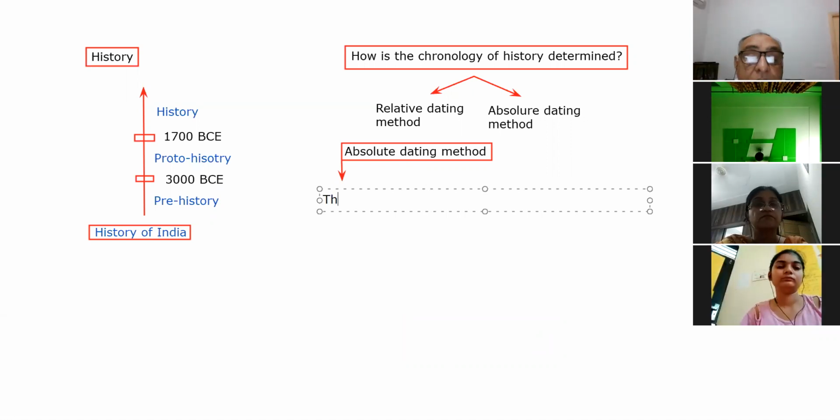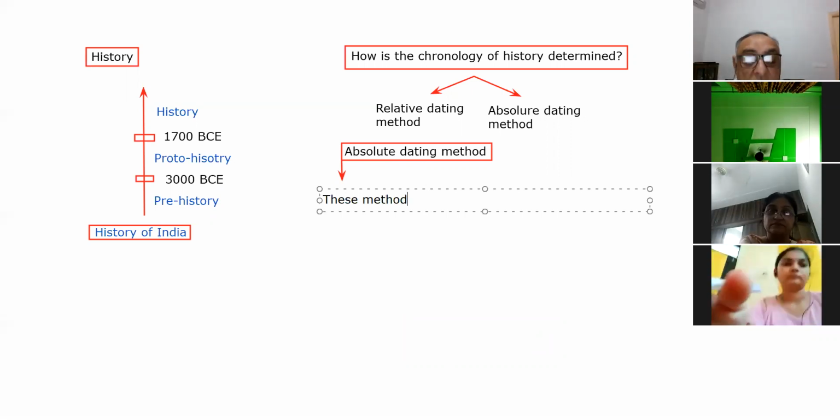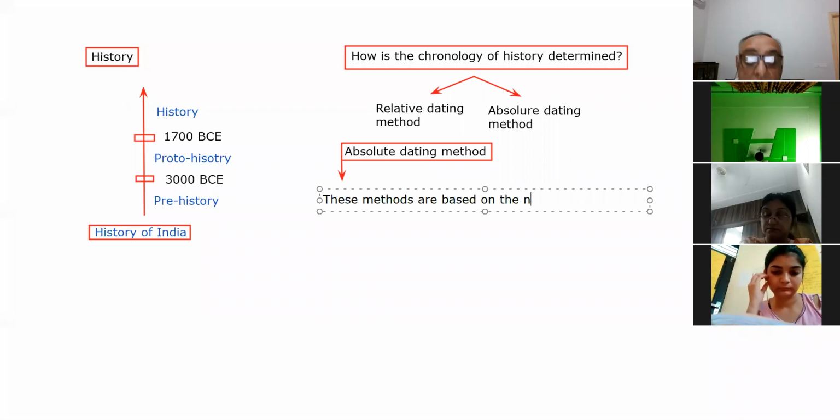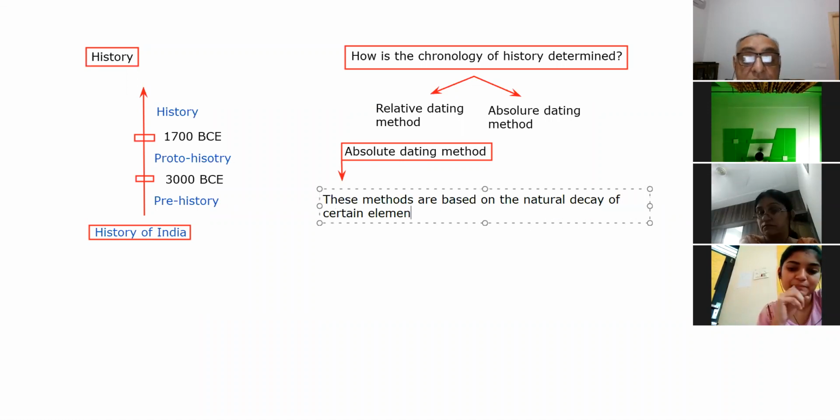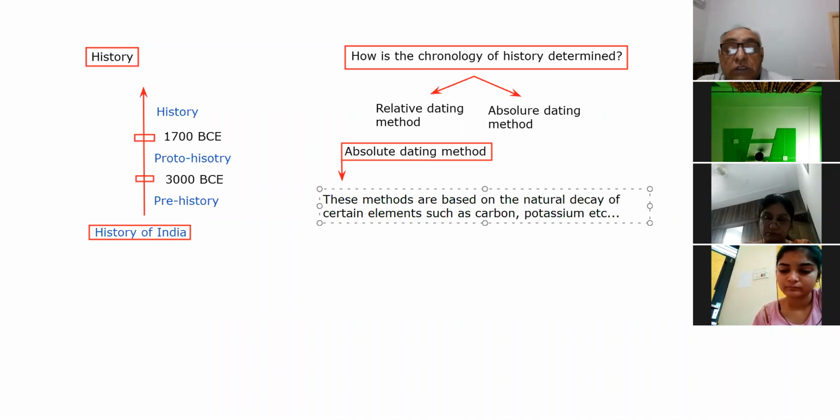These methods are based on the natural decay of certain elements such as carbon, potassium, etc. In these methods, we look at the decay rate of certain elements: how they are decaying and in how much time. On that basis, we measure, on the basis of the natural decay of certain elements, right?